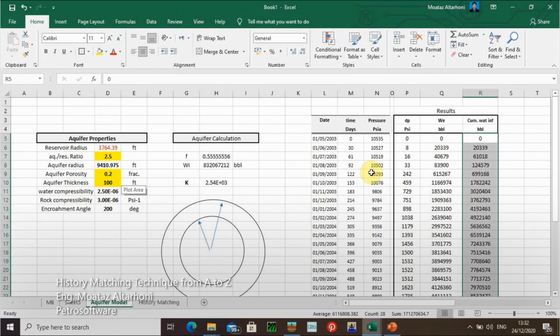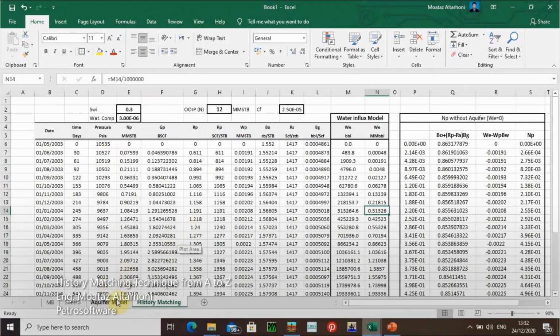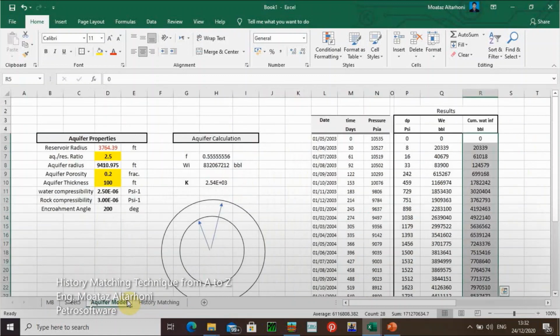History matching. If my numbers here are very good, when I plot this with a history matching technique, it will give me a good result. If not, that means I have a problem with my data. I need to change these parameters and calculate another water influx. Then I use it in the history matching technique to compare that.